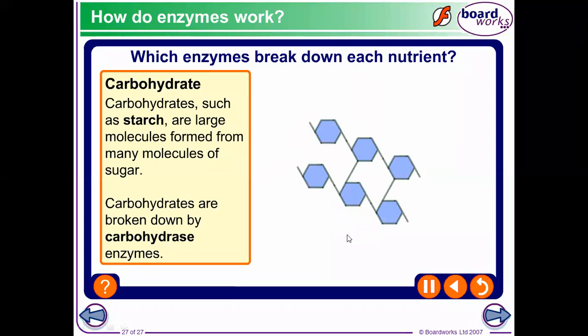Now, if these are similar units, how can we know whether this is starch, protein, or fat? If they are similar units joined together, then this is a starch molecule. Each one of them is a simple sugar.